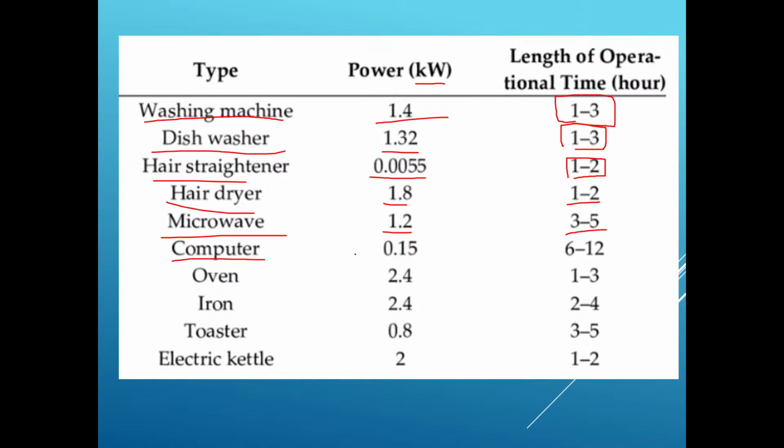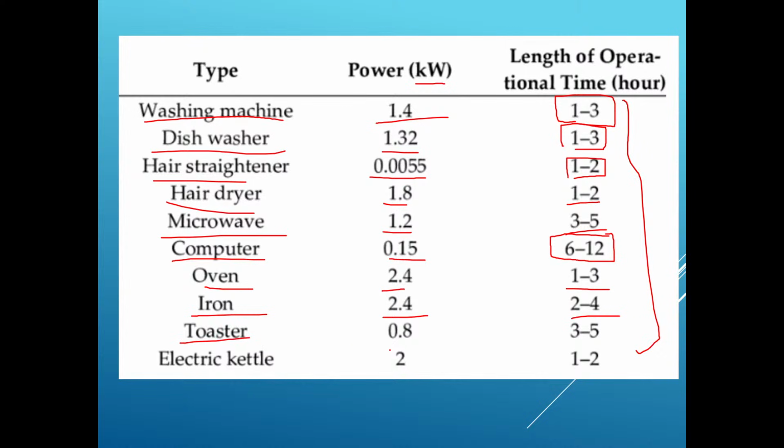If you use a computer, its power rating is very low, 0.15 kilowatts when compared to others. Of course, when compared to a hair straightener the computer's rating is more, but it is operated usually for a longer period, around 6 to 12 hours. An oven is 2.4 kilowatts and is operated for 1 to 3 hours. These are approximate usage hours and may vary. An electric iron is 2.4 kilowatts and is operated for 2 to 4 hours per day.